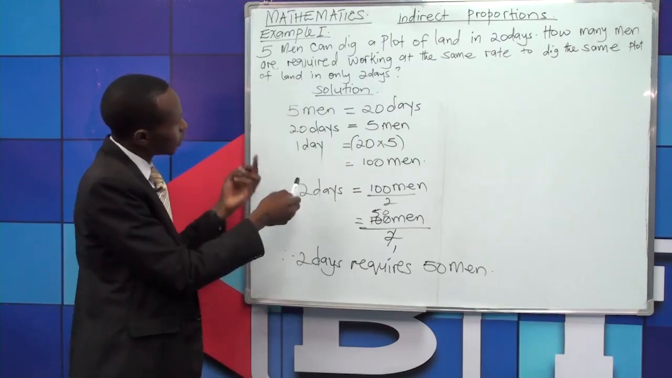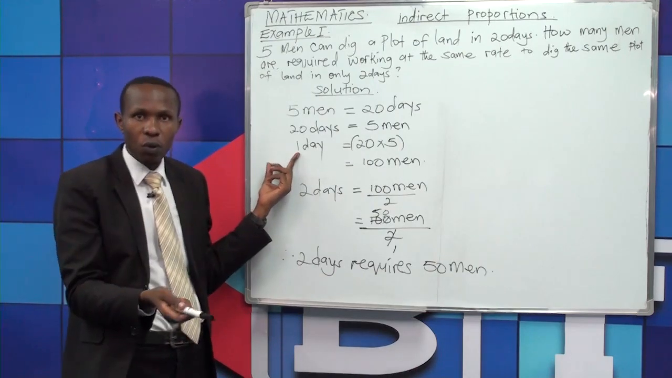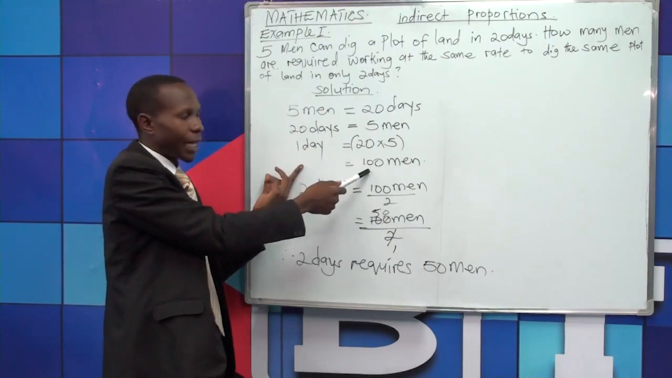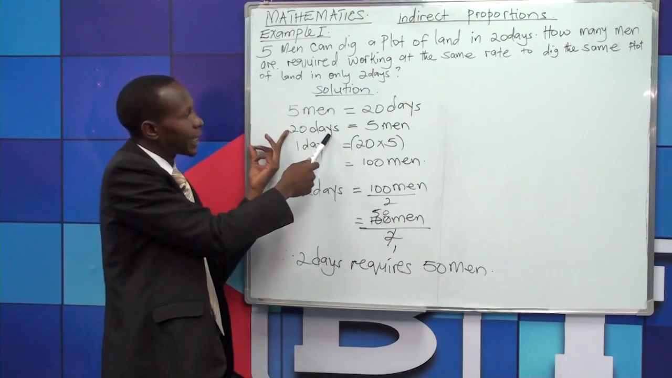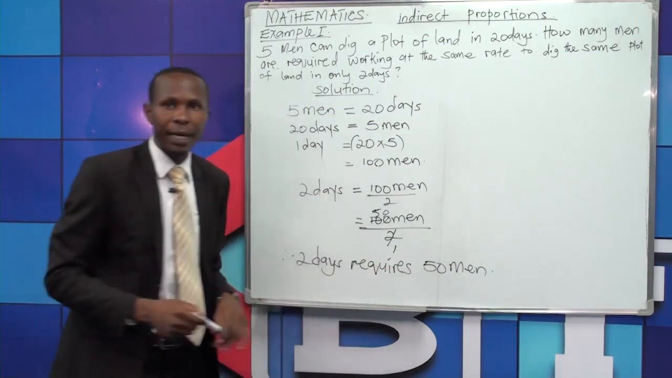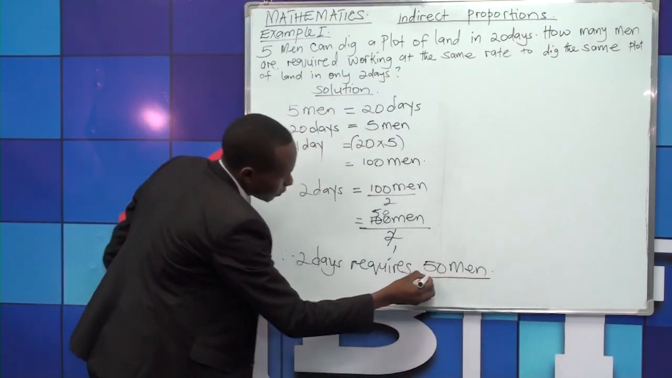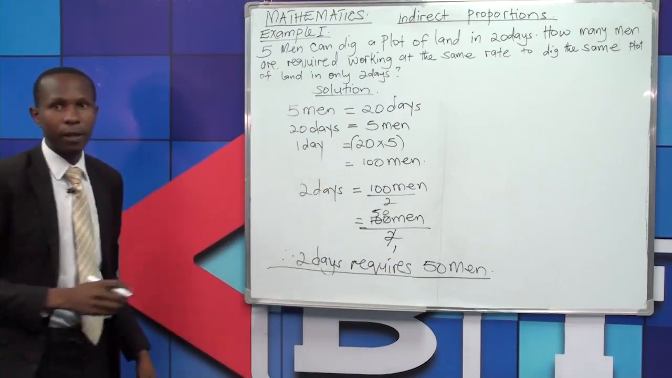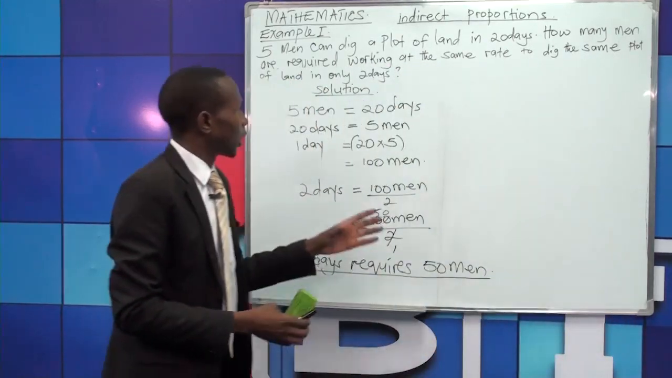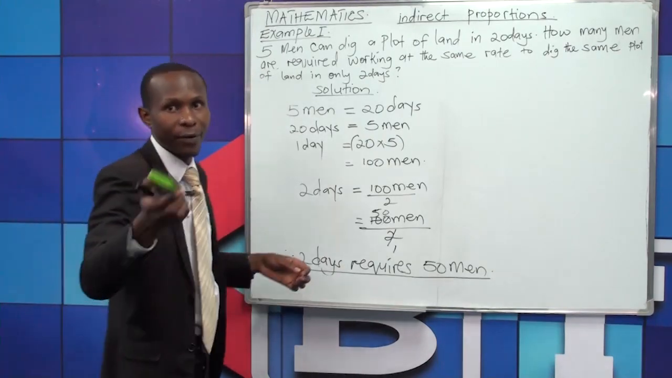So you look at the relationship. When there are very many days, like 20 days, workers are very few. But when days are very few, workers are very many. 1 day took 100 men, but 20 days took only 5 men. So 2 days will also take 50 men. After getting your answer, get your ruler outside there, then underline your answer. After underlining, we call it our number. Those who are writing outside there, you can try to put in speed and finish very fast as we go to the second example, okay?